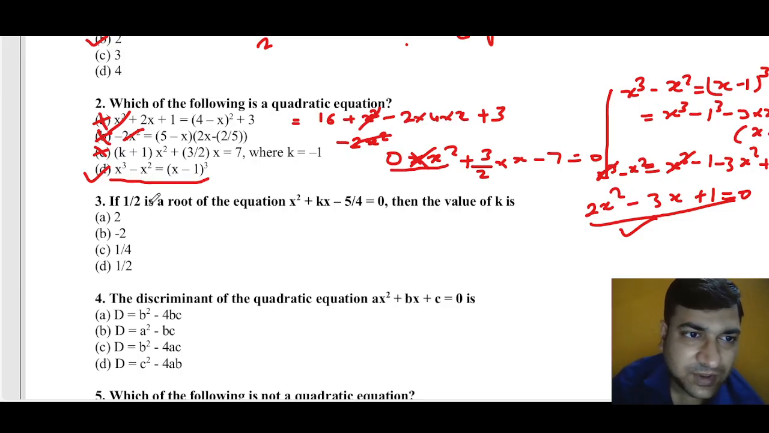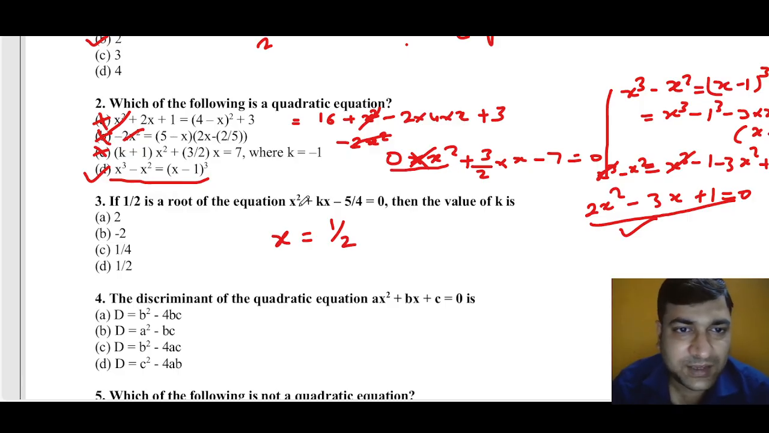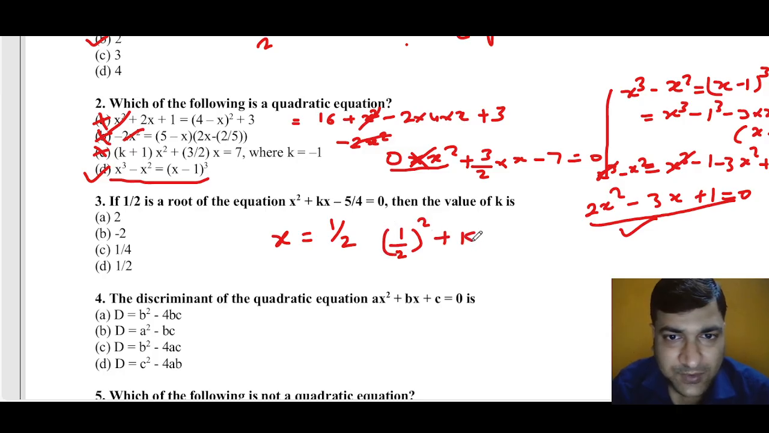In question number 3: if 1 upon 2 is a root of this equation, then find the value of k. So we have to put x equal to 1 upon 2. Root means the solution of this equation is 1 upon 2. When we put the value of x into the equation, LHS becomes equal to RHS. So (1 upon 2) square plus k into 1 upon 2 minus 5 by 4 equal to 0. So solve this equation.